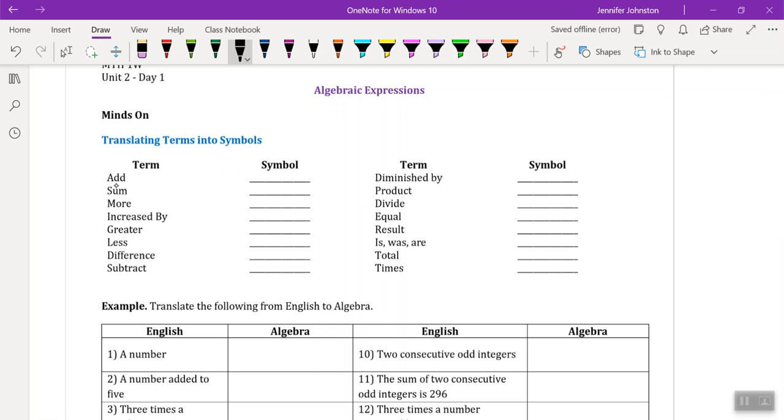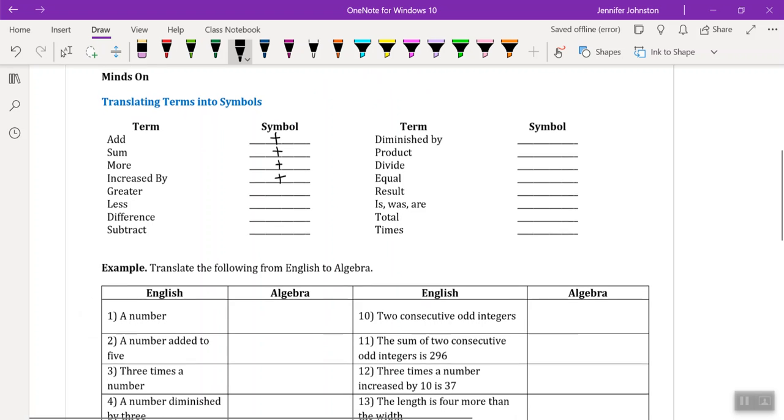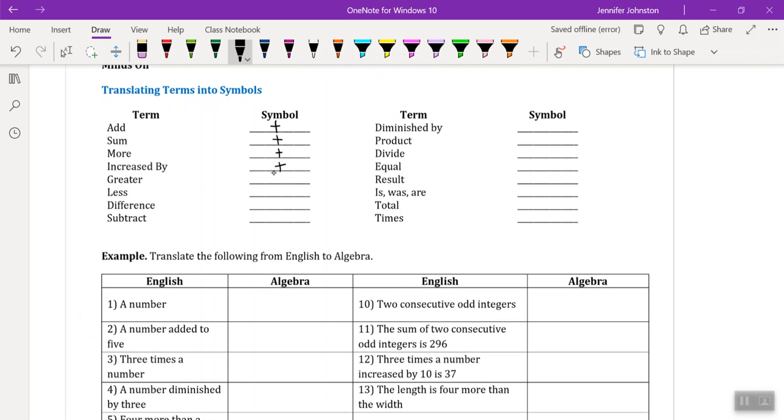The term add, okay, what does that mean? Right, and then what does a symbol look like? Okay, you guys got that. That's a plus sign. What about the word sum? Again, a plus sign, more, increase by. We're all adding things here. Right, greater, we could use this sign where something on the left is greater than something on the right, or less, something on the left is less than something on the right.